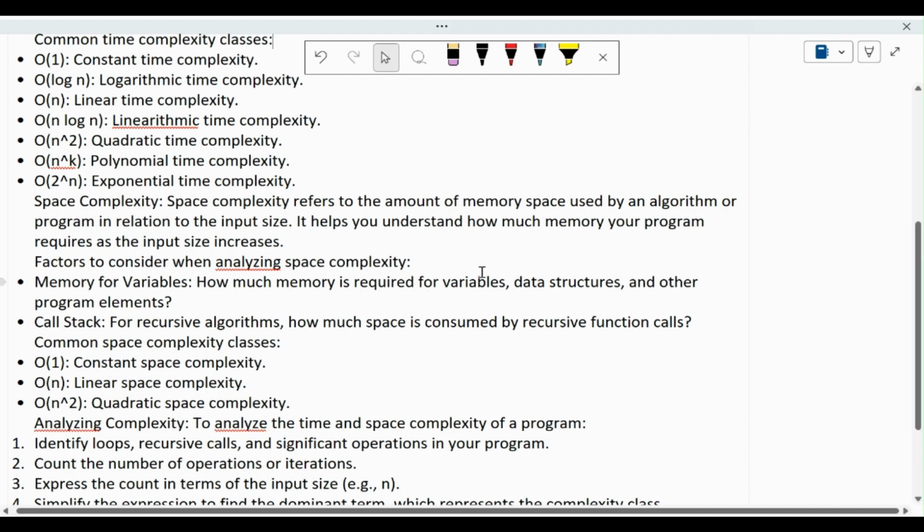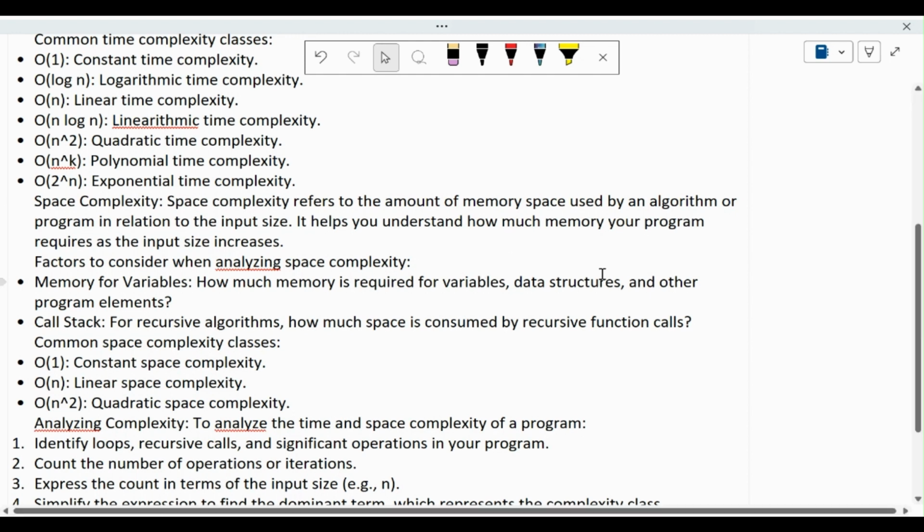When we are creating variables, memory is required for variables, data structures and other program elements. And when we are running our program, we have a call stack. We can check from there also, for a recursive algorithm, how much space is consumed by recursive function calls. The common space complexity classes are O of 1 constant space complexity as I mentioned, O of n for linear space complexity, and O of n raised to power 2 quadratic space complexity. These three types of space complexity we majorly see in our programs.